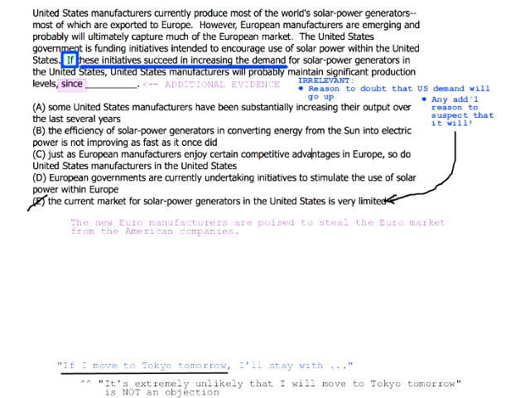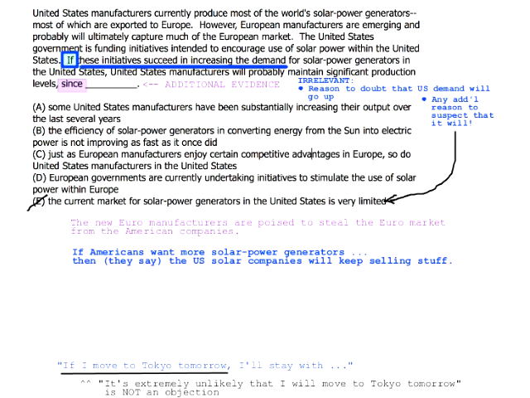So, if Americans want more solar power generators, then they say the American solar companies will keep selling stuff. So if you think about what's the missing link here, the missing link is not will demand go up or where is demand right now. That's not the point. The point is what? What do we not know about the additional demand?